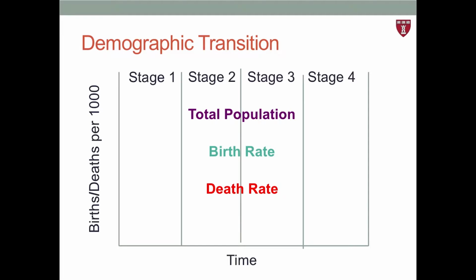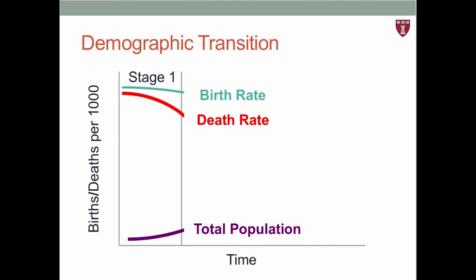So let's talk about the demographic transition theory. This theory is a classic general description of population trends over time as a society develops, and there are 4 stages. For the purpose of this exercise, we're going to focus on the relationship between population size, birth rates, and death rates. So let's start with stage 1, which is called the pre-transition stage. What do you notice about the birth rates and the death rates here? And what about the total population?